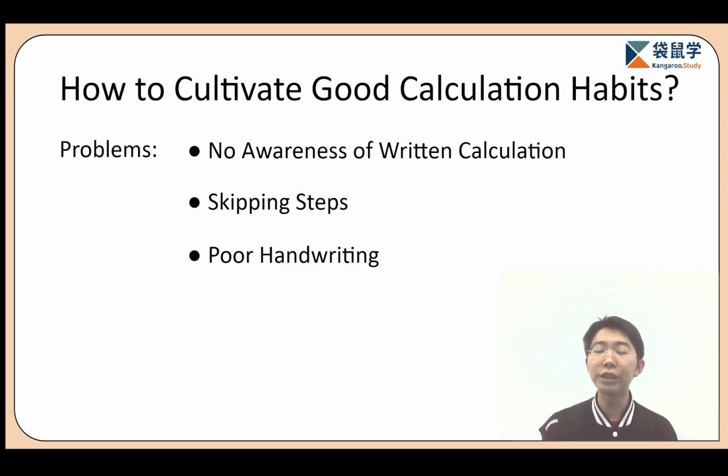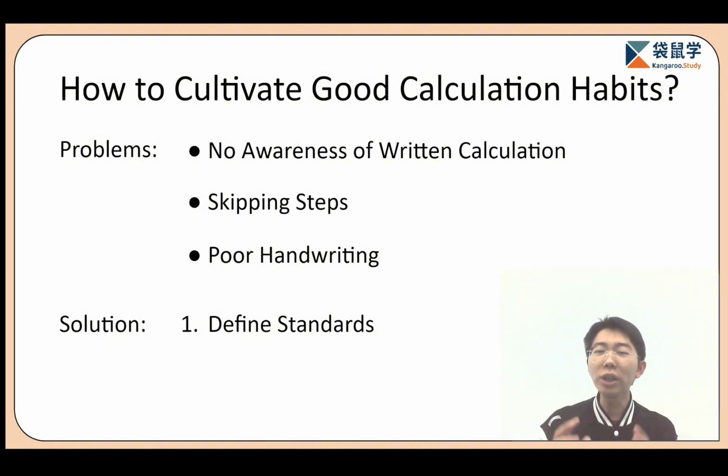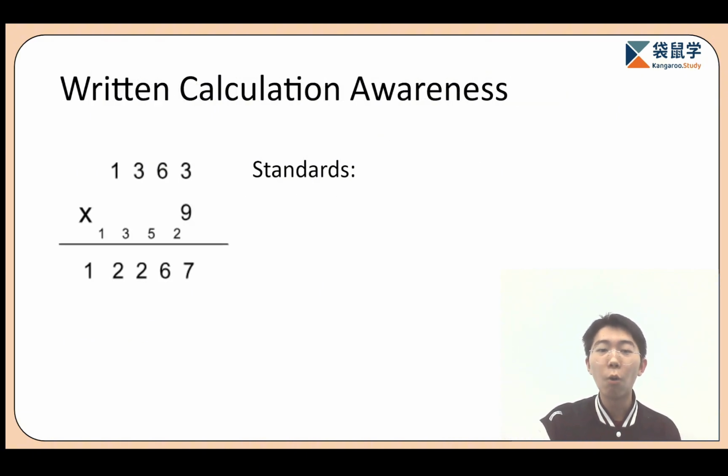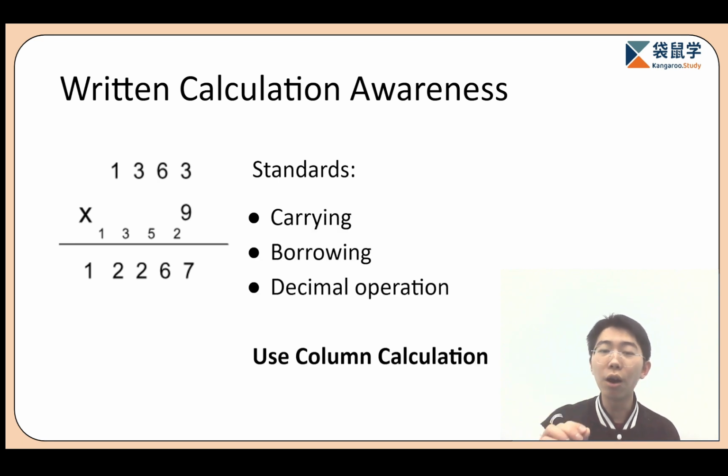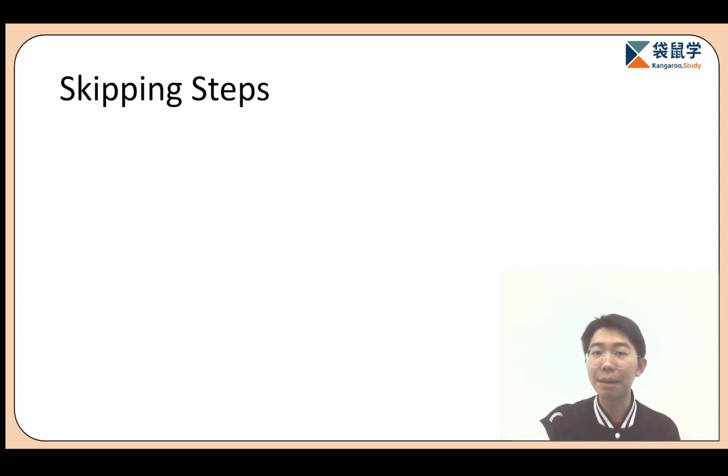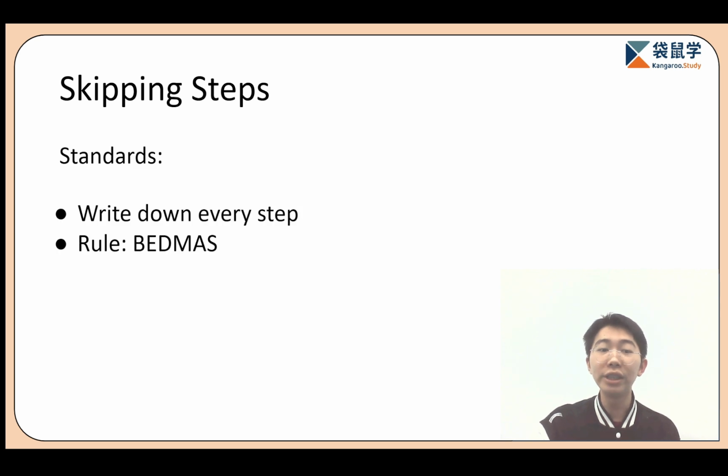Now what we should do is to cultivate good calculation habits. But how? To cultivate good habits, the first step we should do is to define the standard. What is called good habits? For written calculation awareness, whenever we encounter carrying, borrowing, or decimal operation, we recommend using column calculation. And also, we shouldn't skip steps. We should write down every step following this order. We should solve the equation following bracket, exponent, division, multiplication, addition, and subtraction.